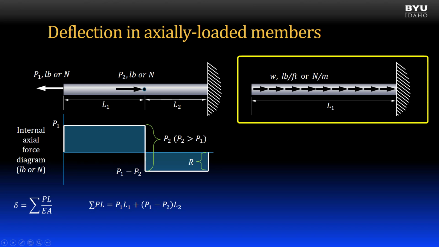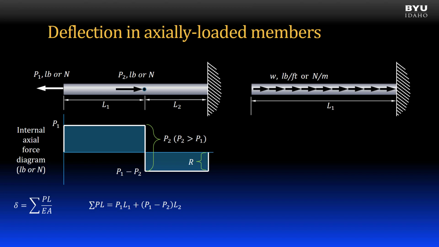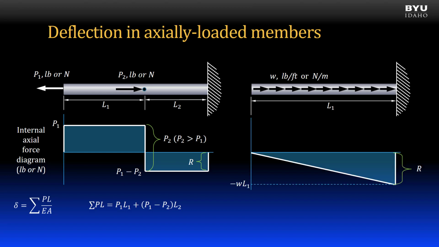In the member on the right, a uniformly distributed axial compression load is applied along the full length of the member. A plot of the internal axial force would look like this. The magnitude of the internal force gradually increases as we move from left to right, and is at a maximum at the support, where all the external load is accumulated. Note that the slope of the internal axial force diagram is the applied distributed load. It's negative here since it is a compression load.